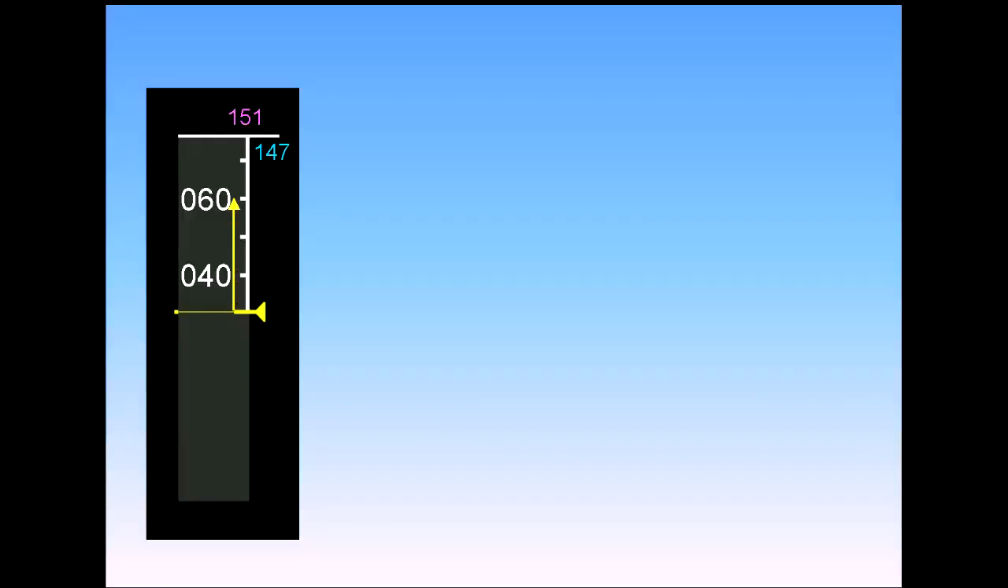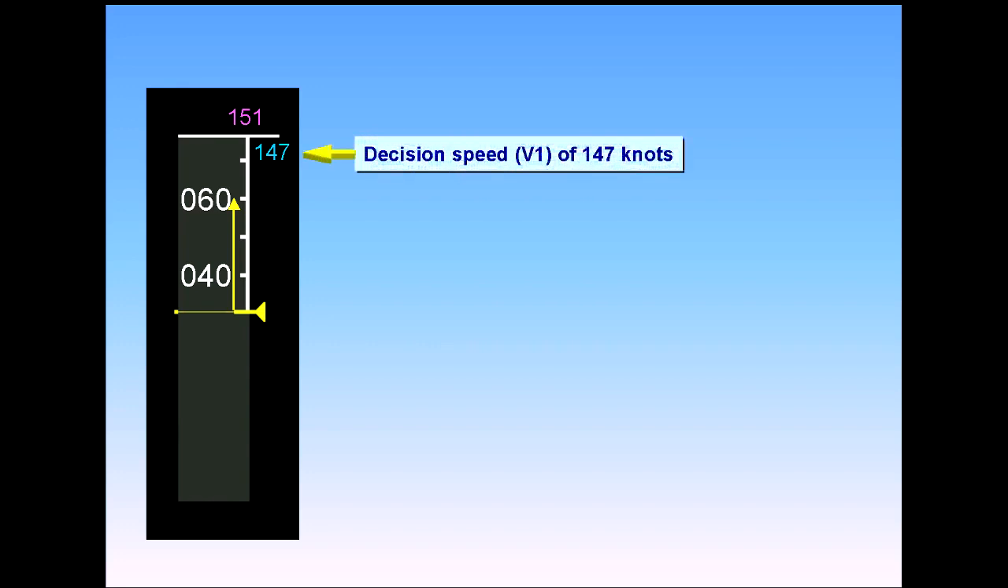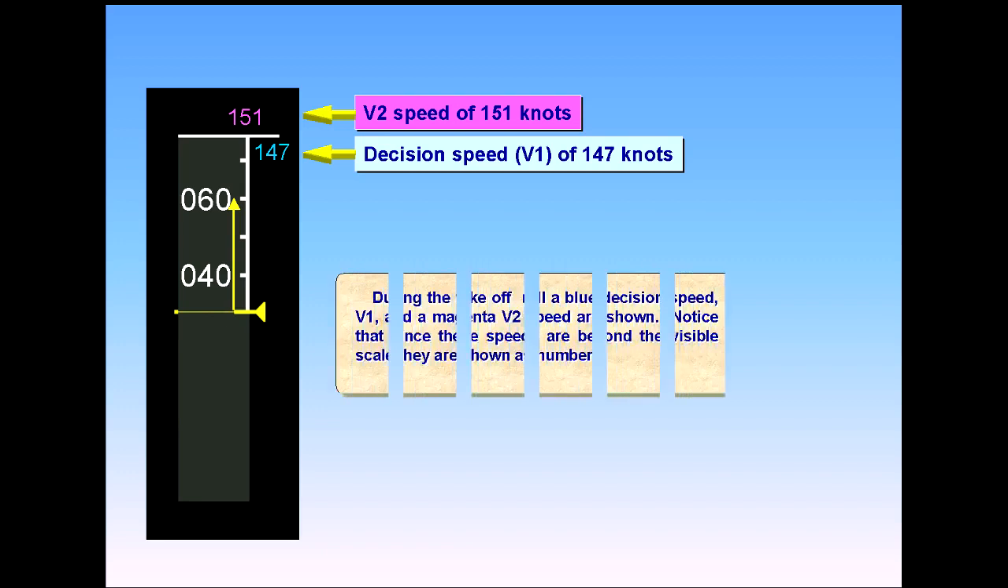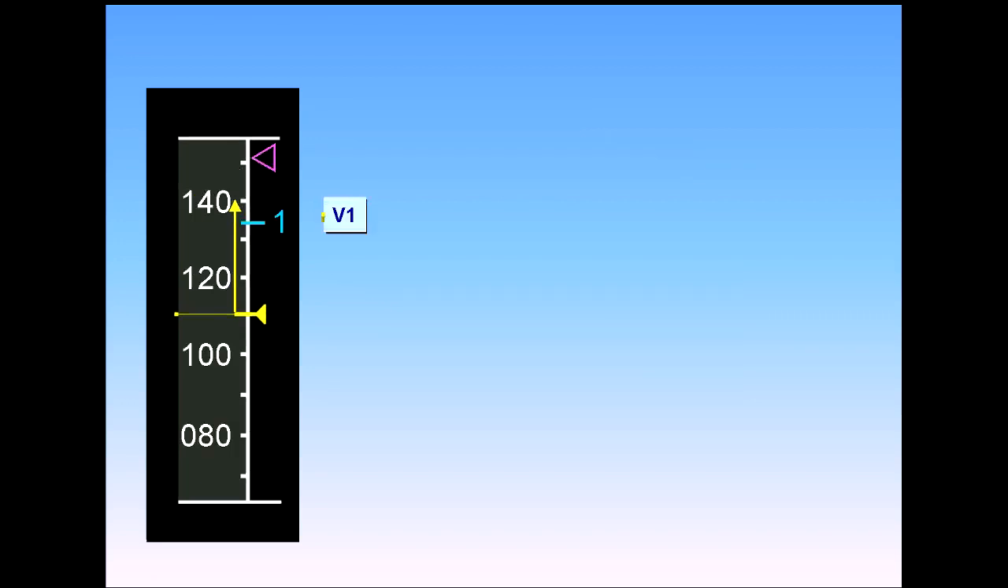During the takeoff roll, a blue decision speed, V1, and a magenta V2 speed are shown. Notice that since these speeds are beyond the visible scale, they are shown as numbers. As the takeoff progresses, V1 and V2 indications appear on the speed scale as a blue 1 and a magenta triangle.